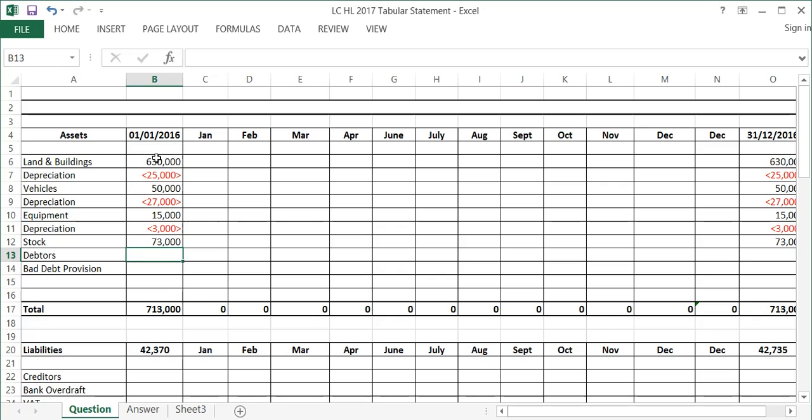Debtors are 86,400, but that's less a provision of 4%. So we want to print the full amount of the debtors. So to do that, if 86,400 is 96%, if I divide by 96, multiply by 100, I get a full debtors amount of 90,000. If the debtors less provision is 86,400, then the provision must be the difference between 90,000 and 86,400, which is 3,600. And the bad debt provision will go in as a minus.